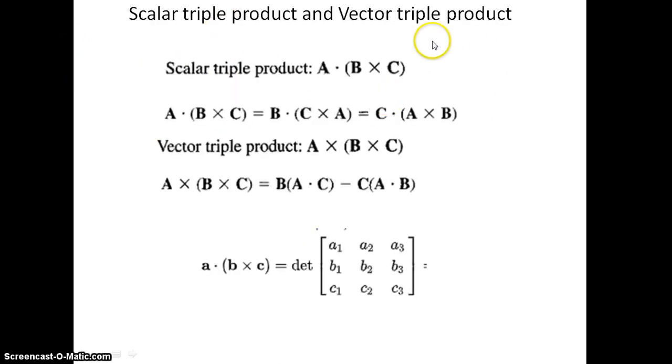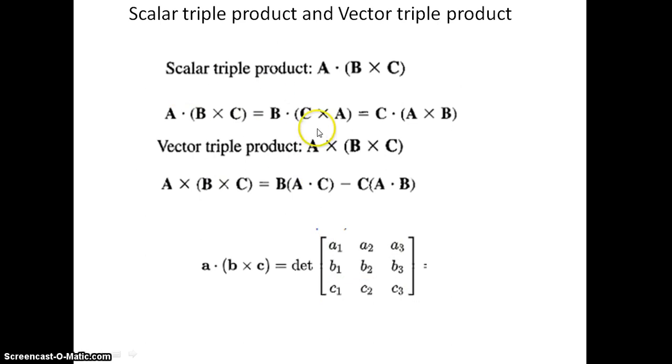Considering scalar triple product and vector triple product. Scalar triple product is given by A dot B cross C, which is equal to B dot C cross A, equal to C dot A cross B. Okay, and A dot B cross C is given by the determinant of rows A1 A2 A3, B1 B2 B3, C1 C2 C3. So, this is called the scalar triple product.